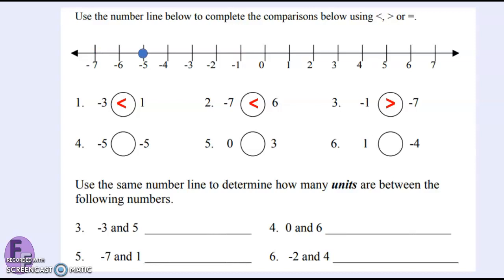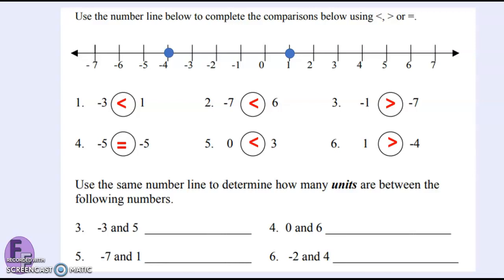-5 and -5 are the same number. This is the equal to symbol. 0 and 3. 0 is to the left, so it is the smaller number, so we are using the less than symbol. 1 and -4. -4 is to the left. This means it's smaller than -1, so we need to use a symbol that's pointing to -4 being smaller. That would be the greater than symbol.